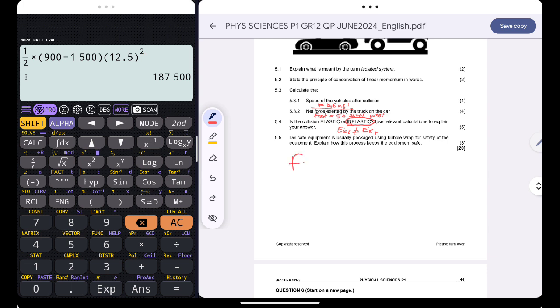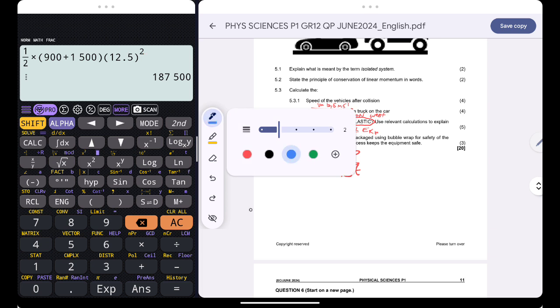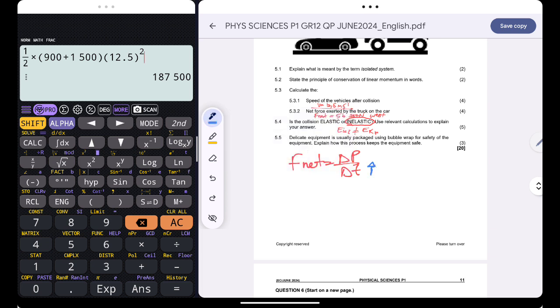Why am I saying this? Because remember that F net is equal to the rate of change of momentum. So the more you prolong the time, remember that F net in this case is inversely proportional to the change in time. If you increase the time of contact, you are literally decreasing the resultant force exerted, just to protect the delicate equipment. So bubble wraps are used for this function, to increase the contact time and decrease the resultant force. That's how, guys, you're supposed to answer this question.